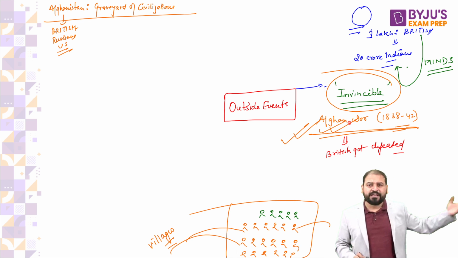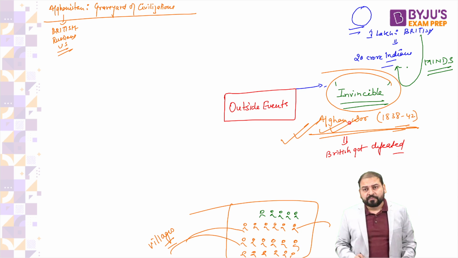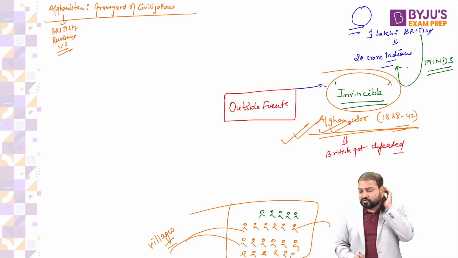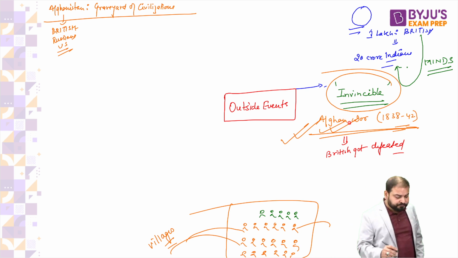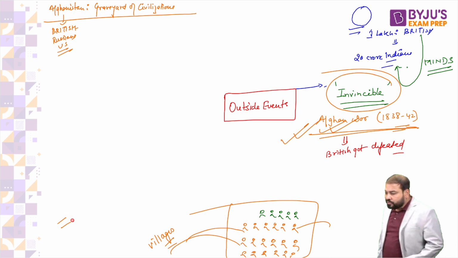They are just like us, brown people. They have defeated the British. So why can't we also? Everyone, is this point clear? Is this point clear?